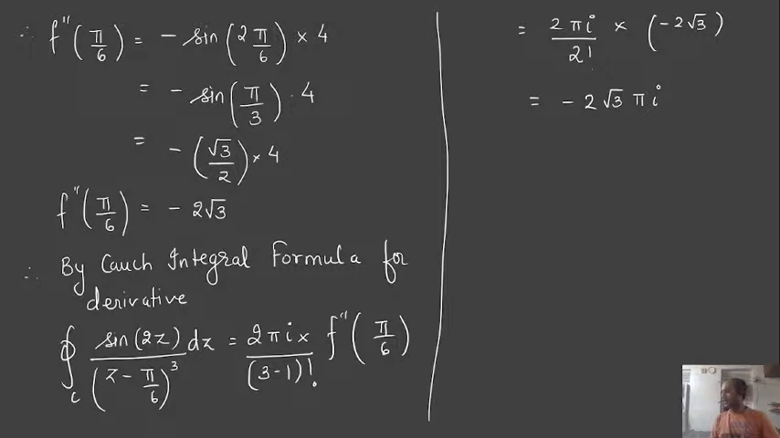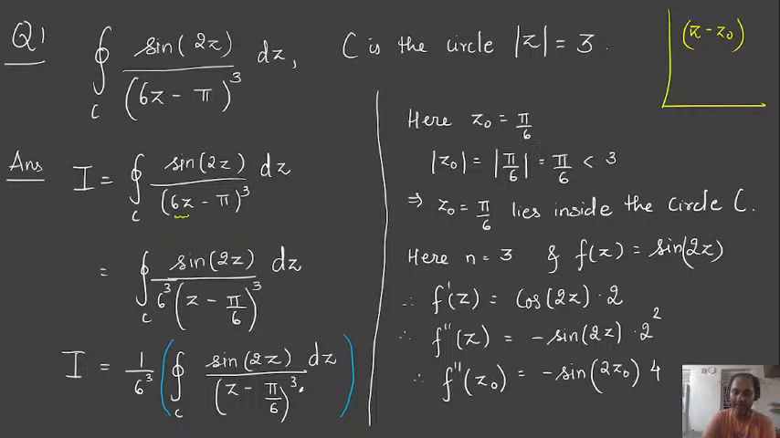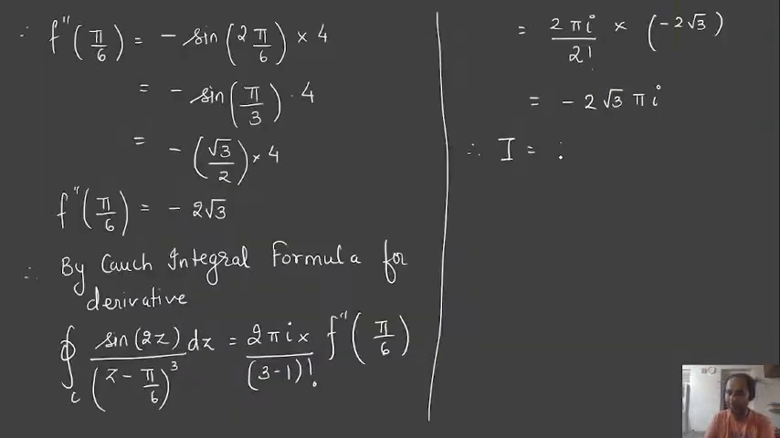2 and 2 factorial will get cancelled. Now the final answer, therefore I is equal to, the I that we had is 1 upon 6 cube into minus of 2 root 3 pi I. Okay, so we will get this answer here.